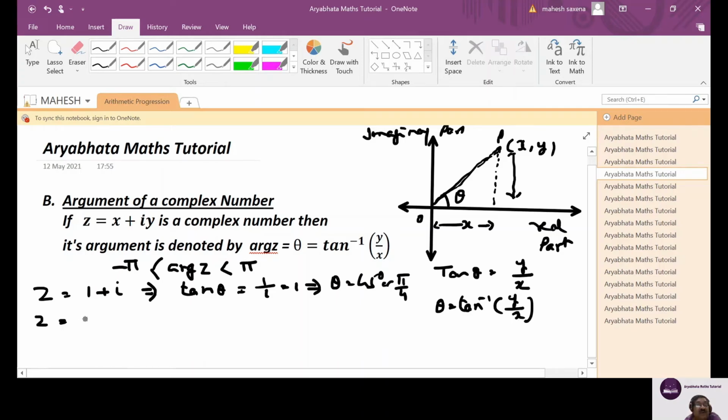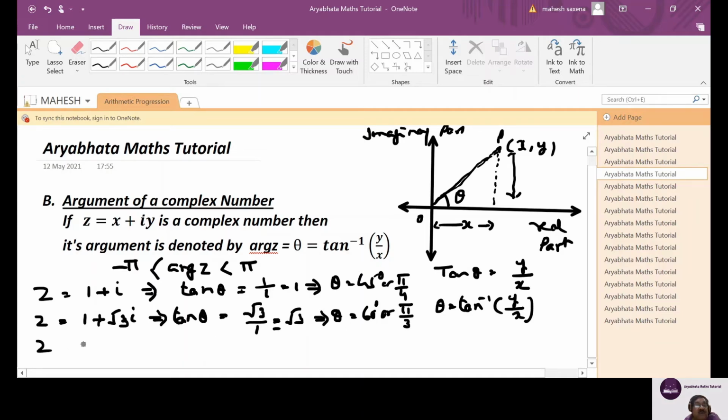Suppose z is equal to 1 plus root 3 i. This implies that tan theta is equal to y upon x, that is root 3 upon 1, that is root 3, which implies that theta is equal to 60 degrees or pi by 3.